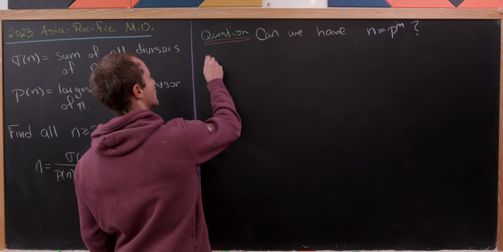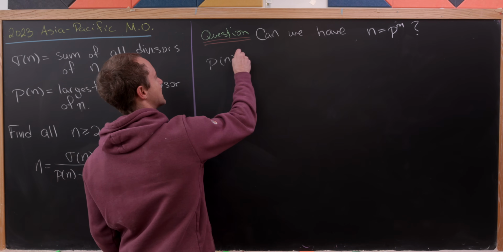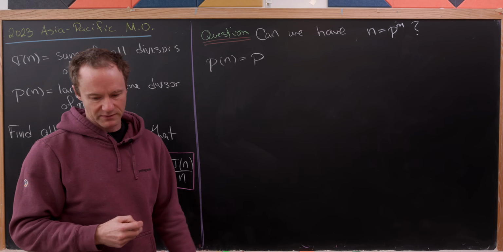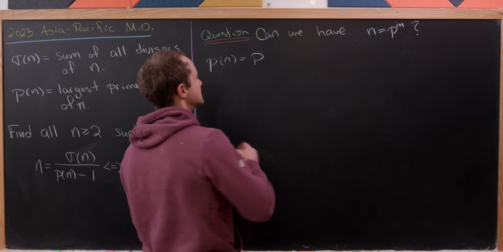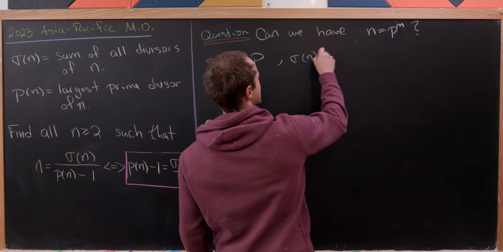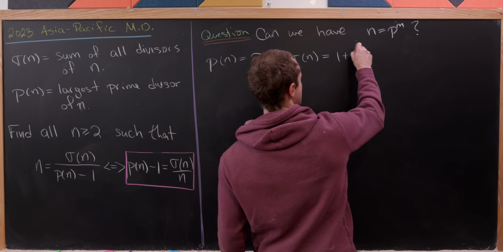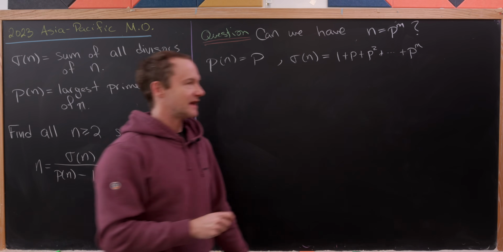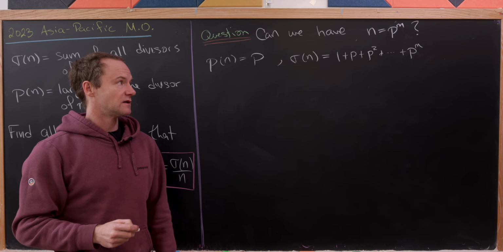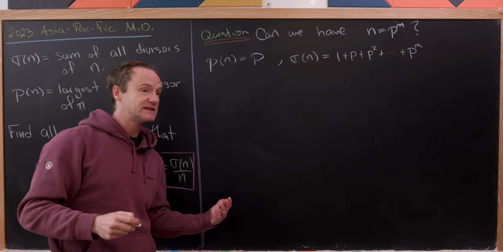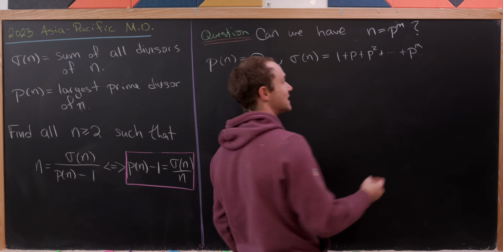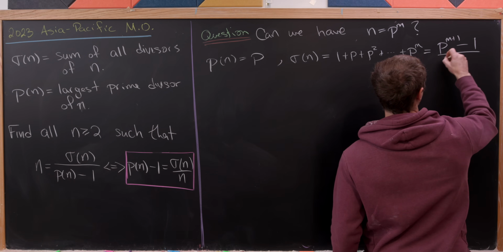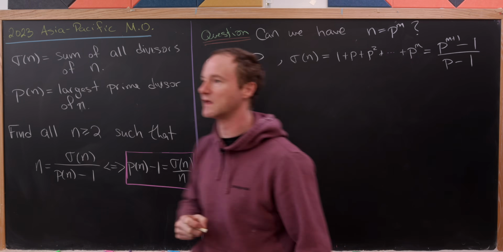So notice that here we pretty clearly have p of n is equal to p. That's because we only have a single prime divisor, so the largest prime divisor is whatever that is. And so we also have sigma of n is equal to 1 plus p plus p squared all the way up to p to the m. That is all divisors. So all divisors will be the powers of the prime from p to the 0 up to p to the m. But notice that this is a finite geometric series, so we can sum this up to p to the m plus 1 minus 1 over p minus 1. So we've got something like that.